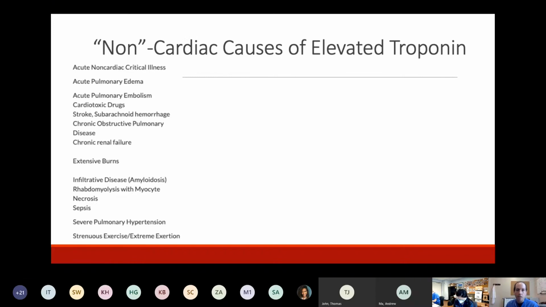Briefly, I want to talk about some of the non-cardiac causes of elevated troponin. I put "non" in sort of quotes here because, again, all troponin comes from the heart. So everything causes the troponin to be released from the myocytes. It just isn't what we typically think of as the primary cardiac etiology.